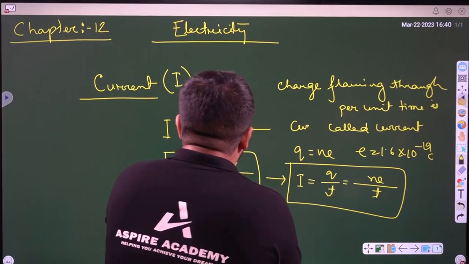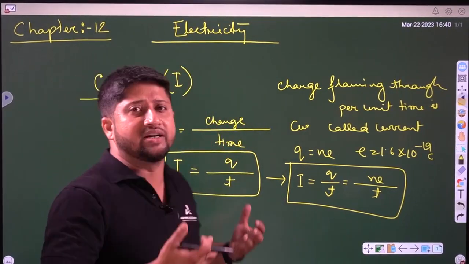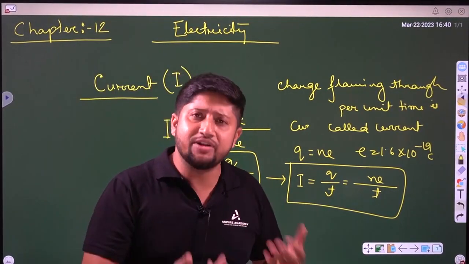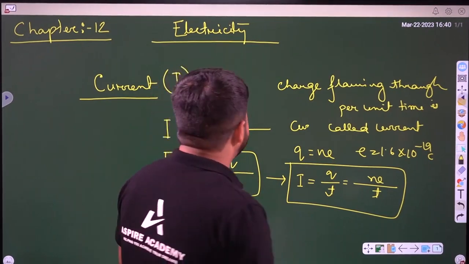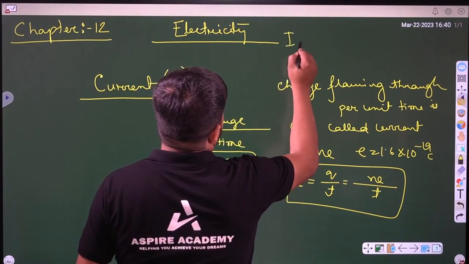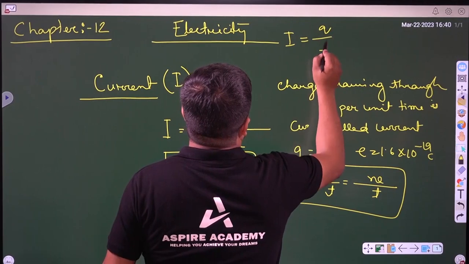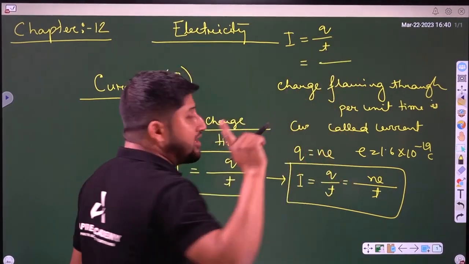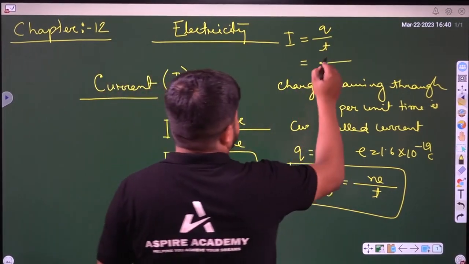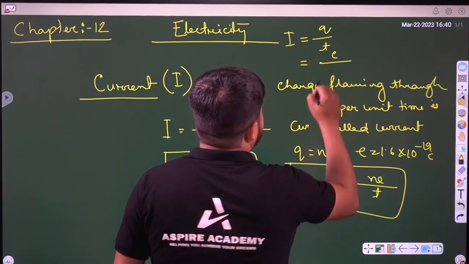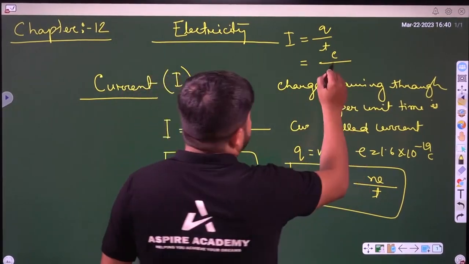Okay, so electric current has some units. What is the SI unit of electric current first of all? What is the SI unit of current? I is equal to Q by T. Q is the charge. We already know the charge unit is called coulomb. And T is time, whose SI unit is called second.